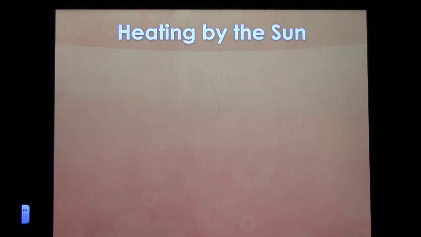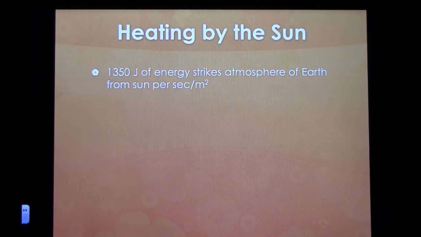The sun is an object which is capable of radiating energy, and we can use the Stefan-Boltzmann equation to determine the rate of radiation. Instead, we treat the sun as a separate source of radiation. It has been found experimentally that about 1,350 joules of energy strikes the atmosphere of the Earth from the sun per second per square meter. This value is known as the solar constant.